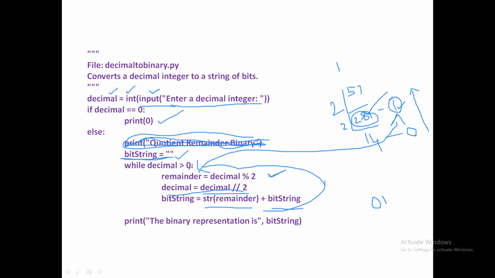Once the decimal value equals 0, that is, you get the quotient as 0, the process stops. Then you will get the entire bit string, and you display it using this print statement. Whenever decimal is equal to 0, it comes over here to print the binary representation, which is the bit string. So that is how it works. Now let us run these programs in our IDLE.